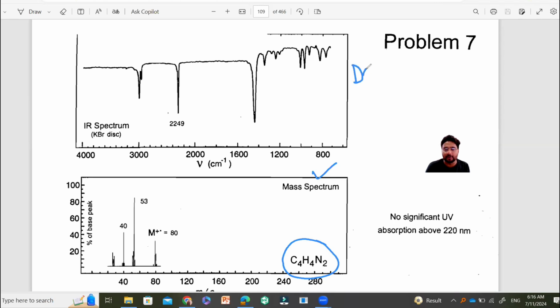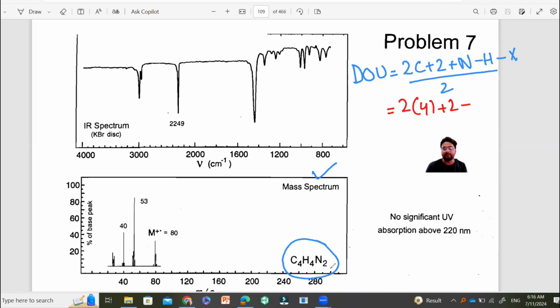or degree of unsaturation. The formula to find the degree of unsaturation is (2C + 2 + N - H - X) divided by 2, where C is the number of carbon atoms and N is the number of nitrogen atoms. So let's put in the values. How many carbons? 4 carbons, so put 4 plus 2 according to the formula. How many nitrogen atoms? 2. How many hydrogen atoms? 4. How many halogens? There are zero halogens in this compound, so put 0, divided by 2.